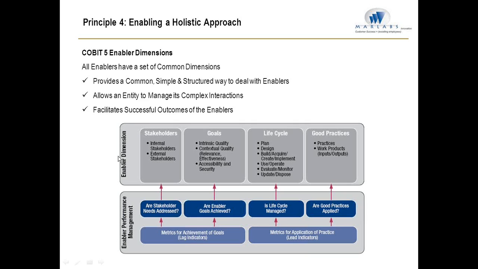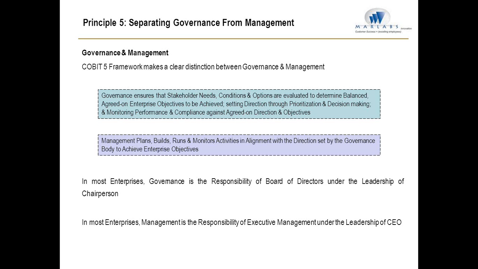The first two, stakeholder needs being addressed and enabler goals being achieved, deal with the actual outcome of a particular enabler. So we call it a lag indicator. There are some terms and terminologies that we need to be aware of. Of course, being from the IT industry, predominantly we are used to it. The last two, which talk about whether the life cycle is managed or good practices applied, are called the lead indicators. They talk about the actual functioning of the enabler itself. So this is in terms of the implementation. So there is a dimension to the enablers which will help us understand how the implementation will be more effective.